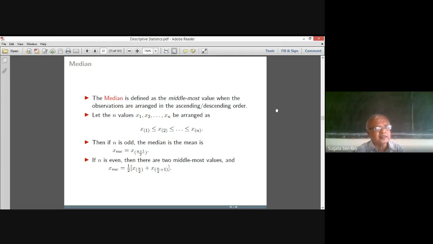So why do you look at the median at times rather than at the mean? Any idea? You have done the mean and median. Can you tell me the difference? Yes?